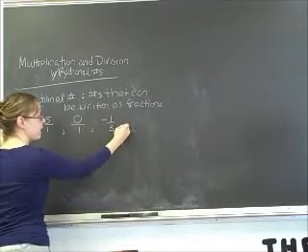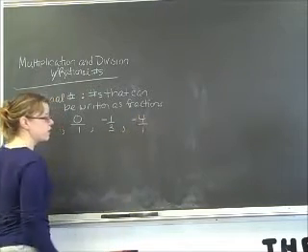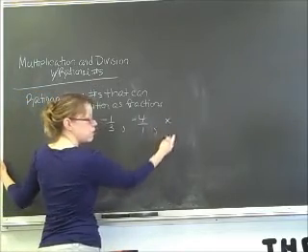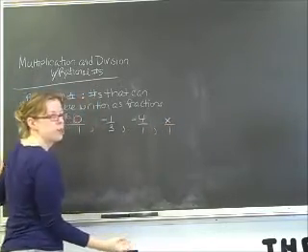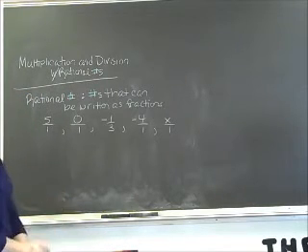Negative 1/3 is a fraction. It's also a rational number. Negative 4 over 1 is a rational number. X can be a rational number by putting it over 1. So anything that we can turn into a fraction is a rational number.